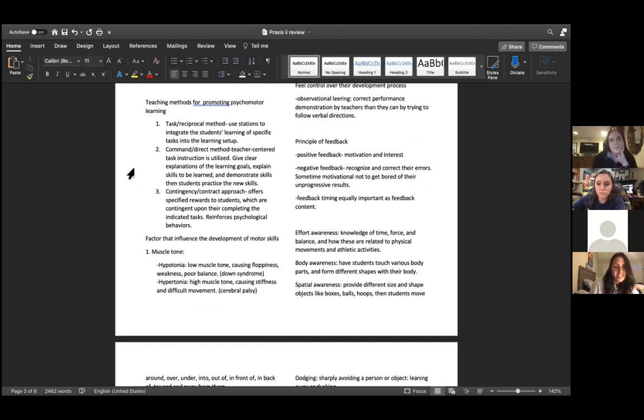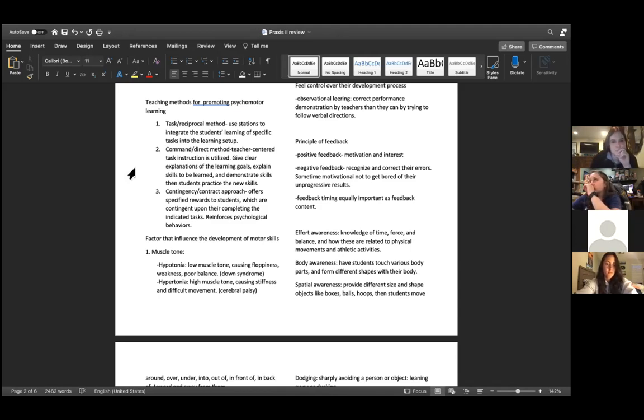Teaching methods. Teaching methods for promoting psychomotor learning. Task reciprocal method. Use stations to integrate the student's learning of specific tasks into the learning setup. Second, command/direct method. Teacher-centered task instruction is utilized. Give clear explanations of learning goals, explain skills to be learned, and demonstrate skills. Then students practice the new skills.